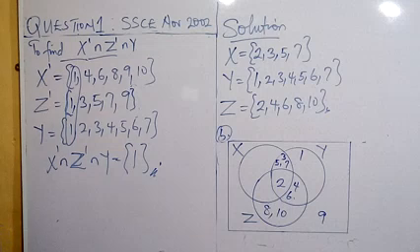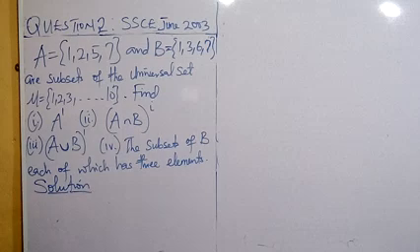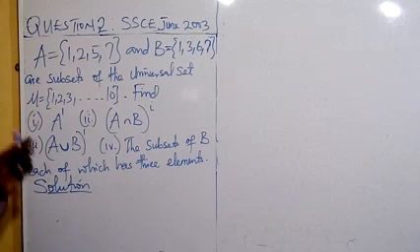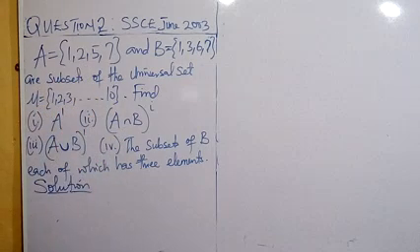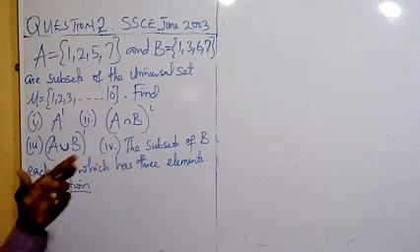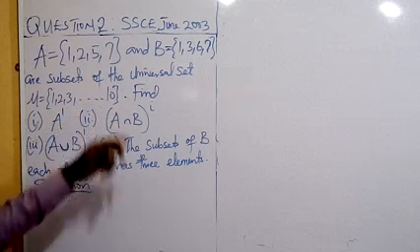That's our final answer. Mathematics is very simple. Now let's look at another example. Example 2. Let's look at this second question on the board. A equals subset A has elements 1, 2, 5, 7, and subset B has 1, 3, 6, 7. They are subsets of the universal set, 1 to 10.